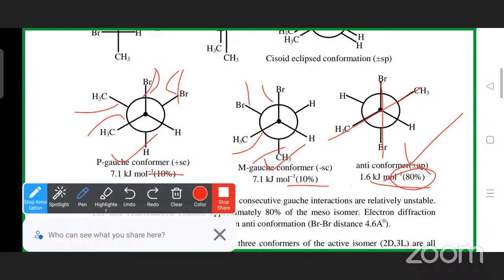And here all the factors: steric repulsions and some other gauche interactions, right? Here you see the methyl gauche interactions, bromine gauche interactions, and the steric repulsions are there. So it is less stable. And here all the destabilizing factors are negligible, right? So it is more stable here, and these are less stable.